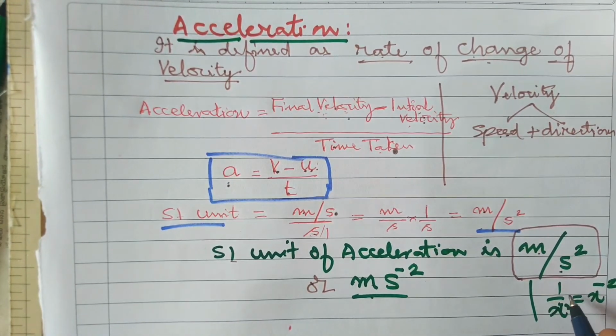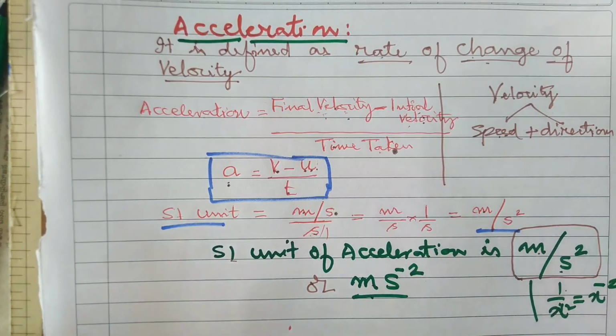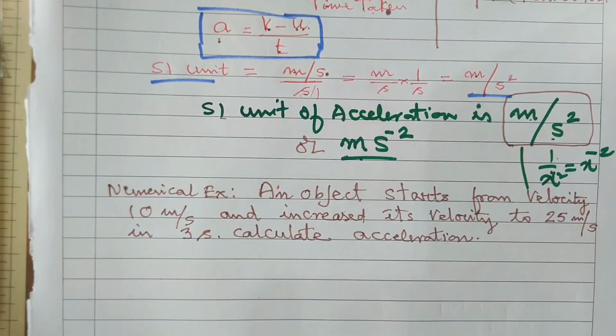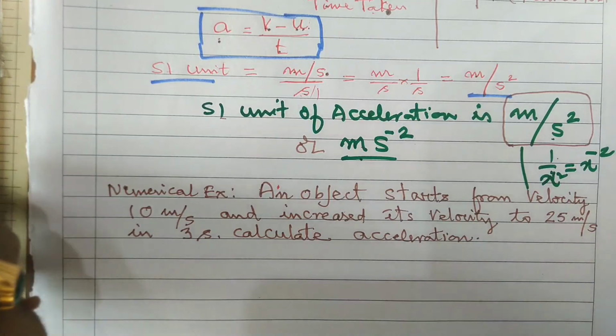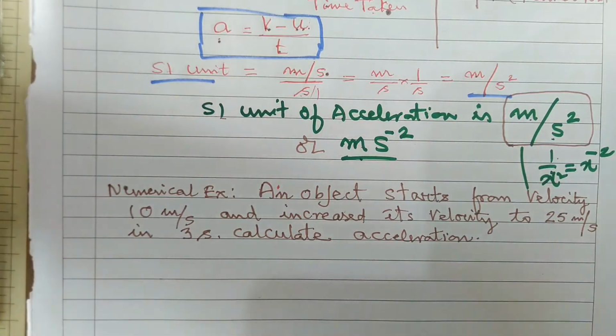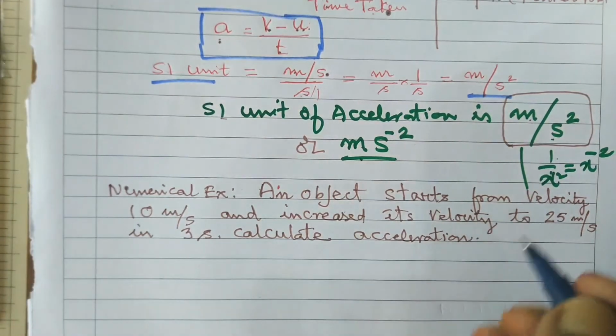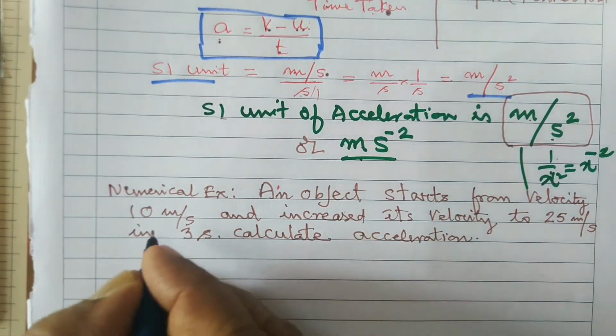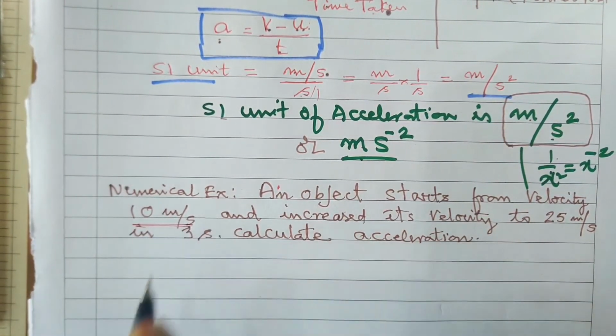You know very well in mathematics 1 by x square is equal to x to the power of minus 2. It is a most important question. Listen carefully. I will give a numerical problem to you. Dear students, I have written one numerical problem. Just you see this. An object starts from velocity 10 meter per second.